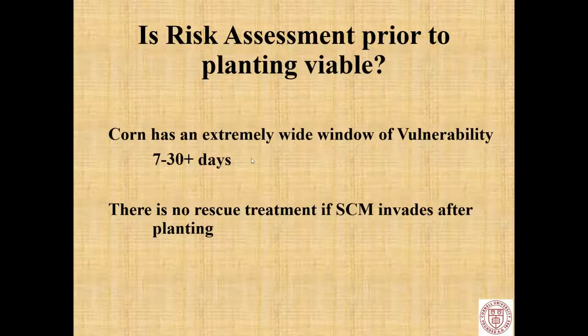Some of my colleagues around the country and in New York are suggesting that we can do risk assessment, we can capture flies, we can plant when we don't see any seed corn maggot flies around. And I have some real questions about the strategy because we have an extremely wide window of vulnerability with corn. Depending upon when we plant, we're between 7 days and 30 days before emergence. In addition, there's no rescue treatment. So what if you planted your corn without flies around and the next week we suddenly had an invasion of flies? Well, we cannot rescue them.